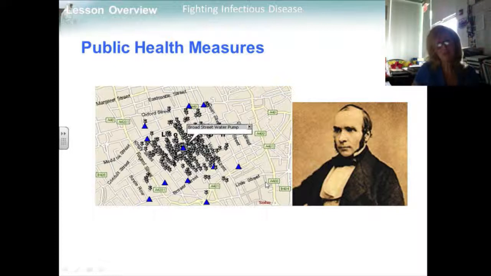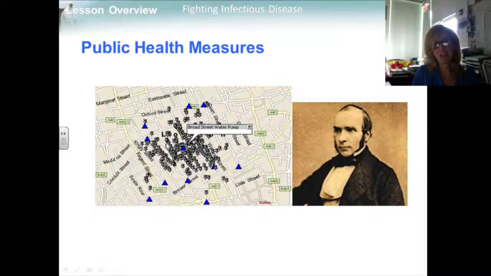Nice big jump there, right? Two factors that contribute to this change are public health measures and the development of medications. In 1854, Dr. John Snow learned, through interviewing residents and mapping, that the source of the London cholera outbreak was from a water pump, right here.